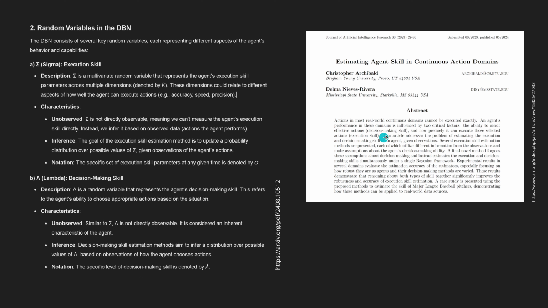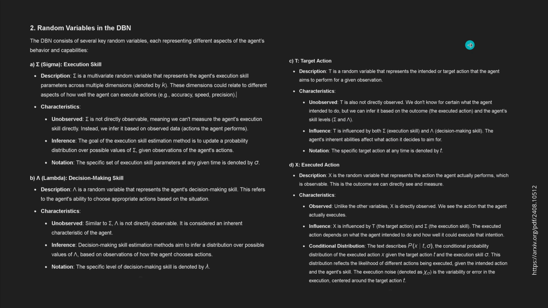This means the decision-making skills and how precisely it can execute those selected actions. And this means the execution skills. And here we have it again. Here are decision-making skills, now in the advanced version a year later, and the execution skills. But of course, we also need data here. We need the executed actions and the target actions.